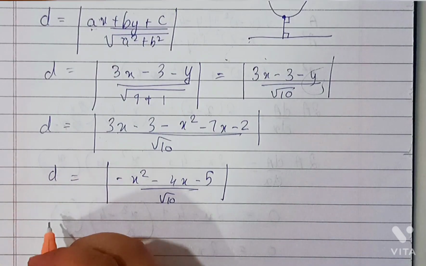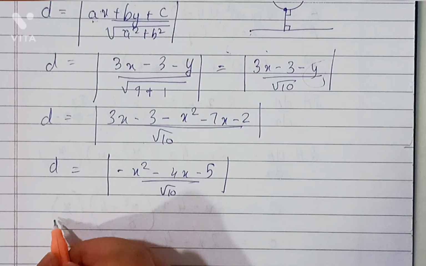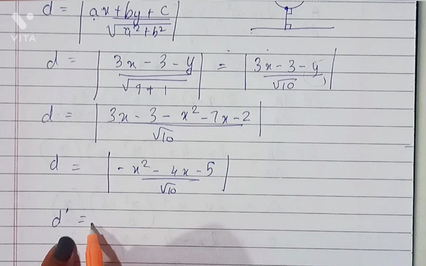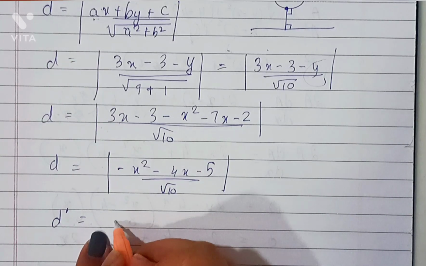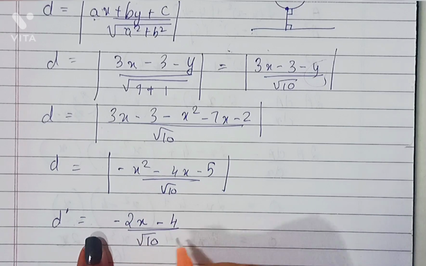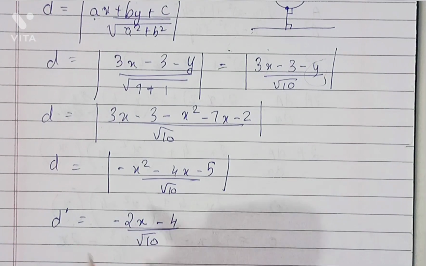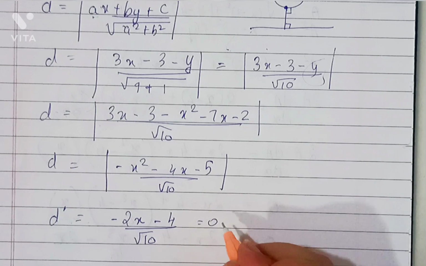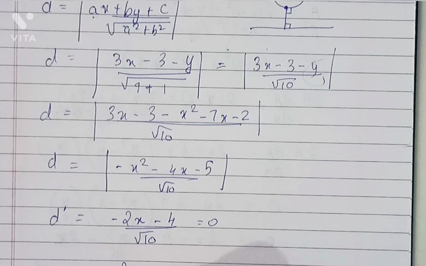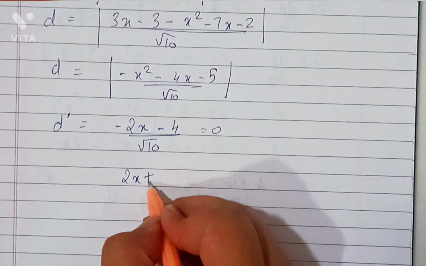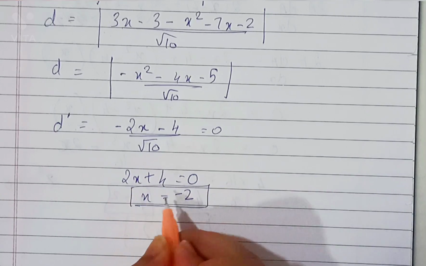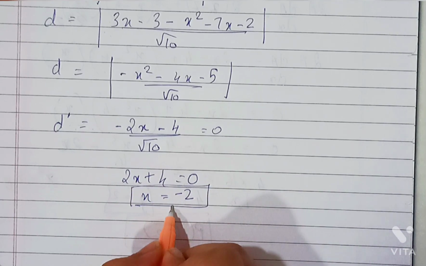And on differentiating it, we'll differentiate this term. We want nearest distance, nearest point, so distance should be least. So on getting this, we'll differentiate minus 4 upon root 10. Now this should be equal to 0. So I'll equate it as a 0. So I get 2x plus 4 is equals to 0. So x equals to minus 2. Okay, I got a point which is nearest to it.